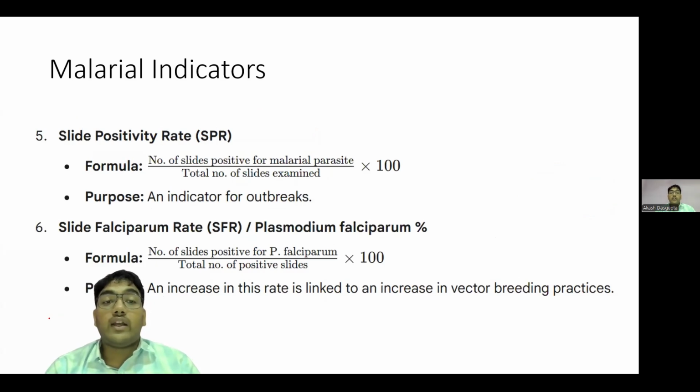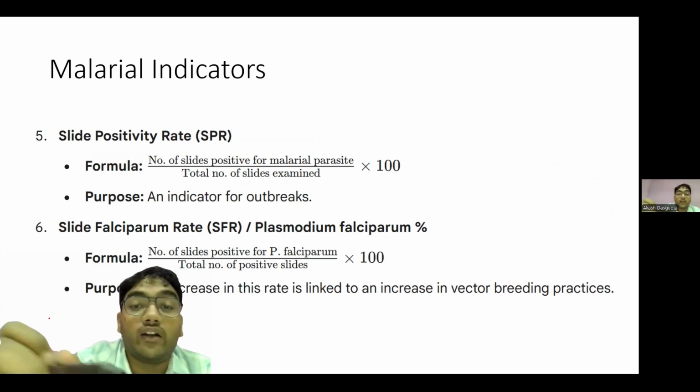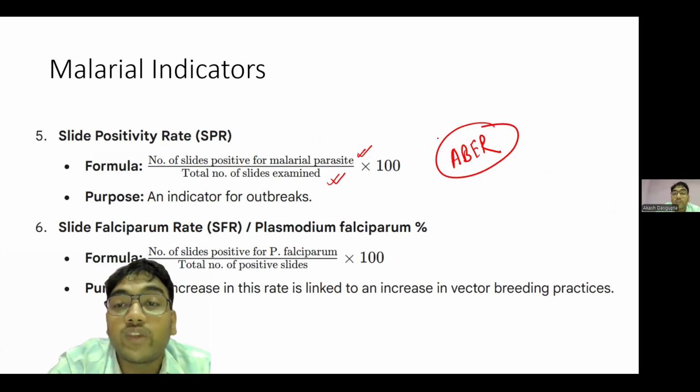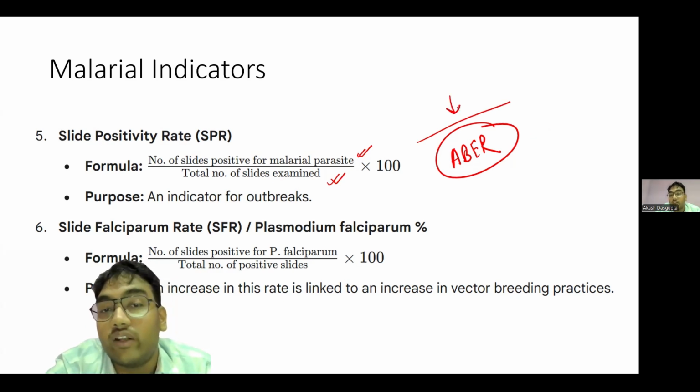Next, moving on, we have something else known as slide positivity rate or slide falciparum rate. These are indicators for outbreaks, because as you can understand plain and simply, if the disease transmission is low, then, so what is this slide positivity rate looking at? It is looking at the numerator of the two previous indicators. It is looking at the number of slides positive for the malarial parasite divided by the total number of slides examined. So assuming that my ABER is sufficient and I'm examining a sufficient number of slides, then if the transmission of the disease is low, the number of slides positive will be low and I will have a low slide positivity rate.